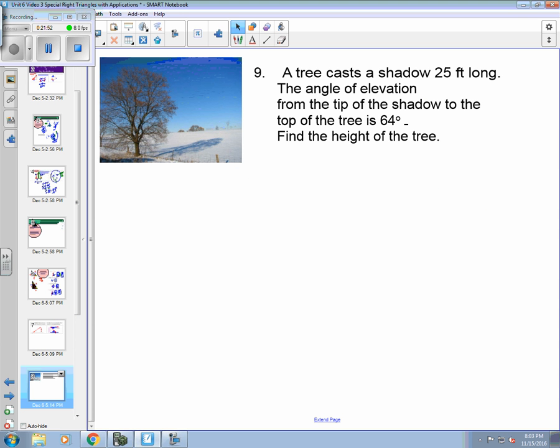All right, so let's look at a problem here. It says a tree casts a shadow 25 feet long. The angle of elevation from the tip of the shadow to the top of the tree is 64 degrees. Find the height of the tree. If you get problems like this, and they like to give these types of problems on the ACT, sketch out a little picture, it doesn't take you very long, of the shadow. They said the shadow is 25 feet long. That's on the ground here.